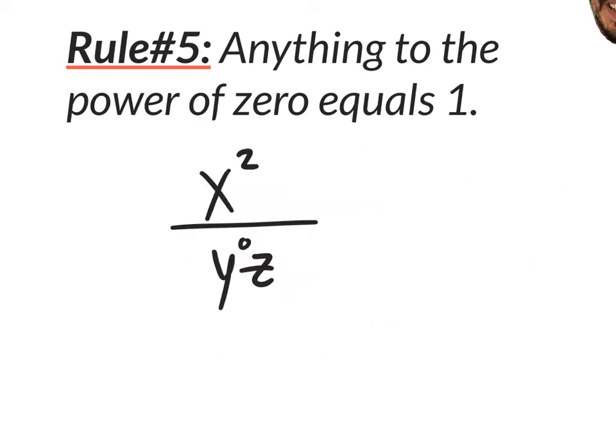x to the 2nd over y to the 0 z. What's the answer going to be? x to the 2nd over z. The only thing that has a power of 0 is y to the 0, which becomes 1 and cancels out. So there's your answer, x to the 2nd over z.